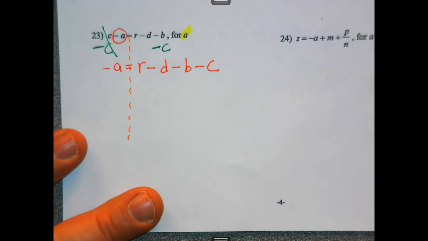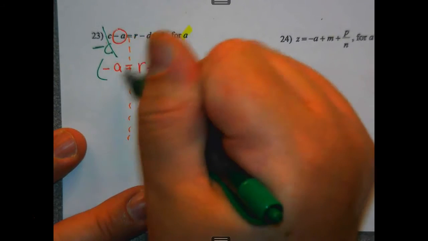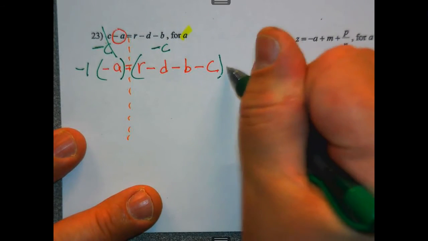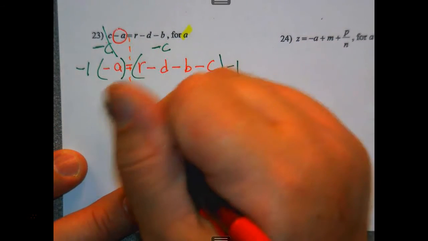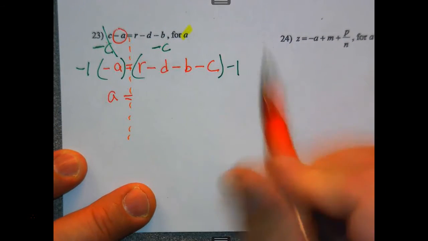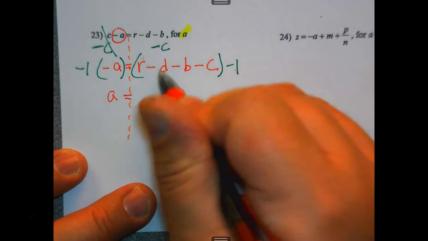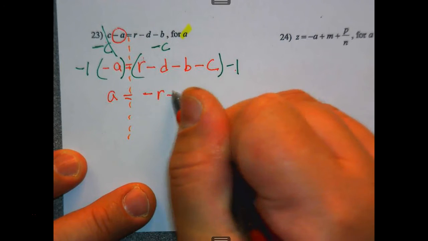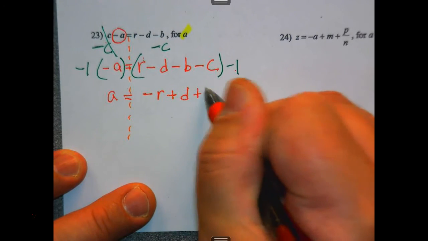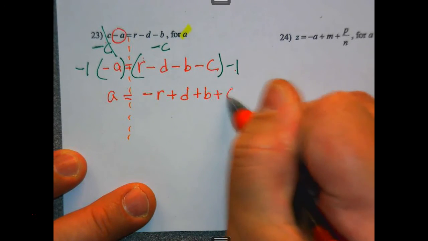And I can either multiply by negative 1 or divide by negative 1. I'm going to multiply by negative 1. So I get my A equals, if I distribute negative 1, all the signs change. So I get negative R plus D plus B plus C.